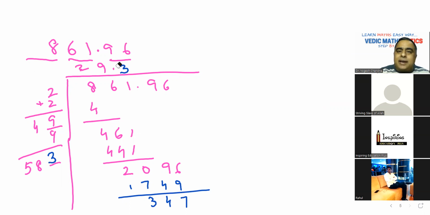The decimal is already there, so we can simply add 2 zeros. This is what we do: if we have a decimal, we can simply add zeros or not. Now this becomes 586 and with something. I'll write here.